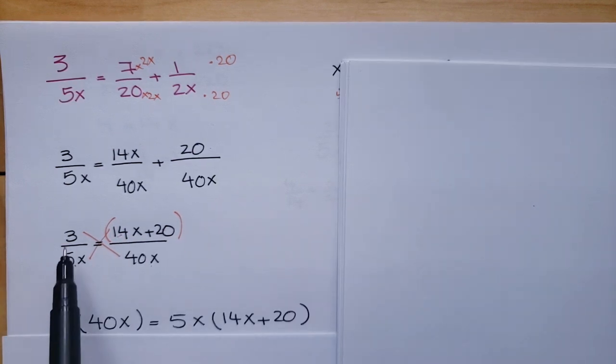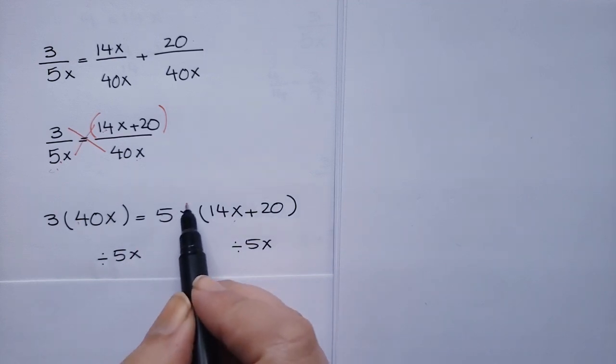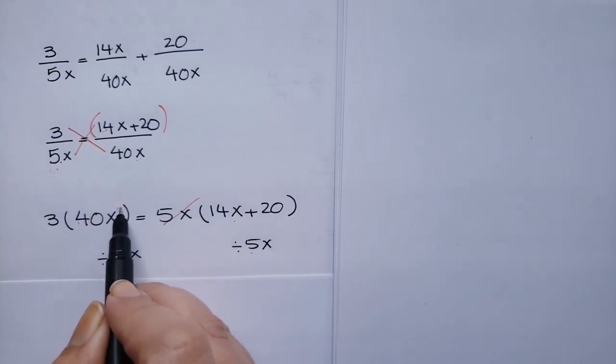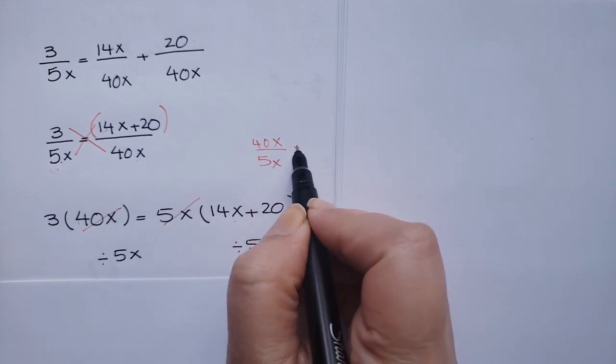So let's write it down. 3 multiplied by 40x equals 5x multiplied by 14x plus 20. I always advise you, when it's a binomial or trinomial or a bigger expression, always put it inside a bracket. Next step would be dividing, because if you can see, I can divide both sides by 5x. It's a common factor to make it simpler. So here, if I divide both sides by 5x, this side would be cancelled out with 5x, but here 40x divided by 5x would be 8.